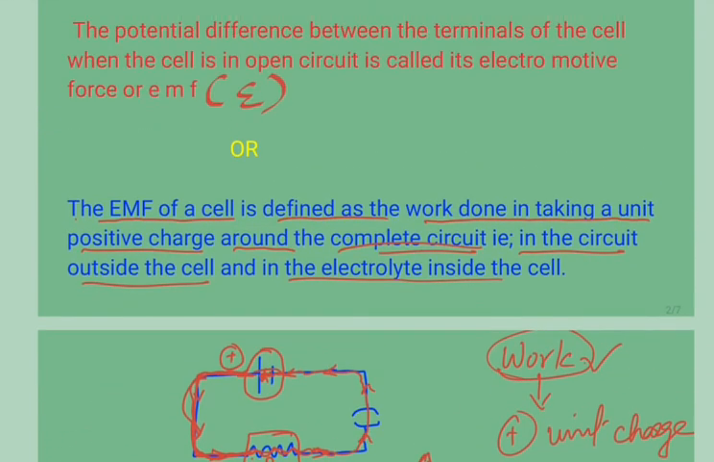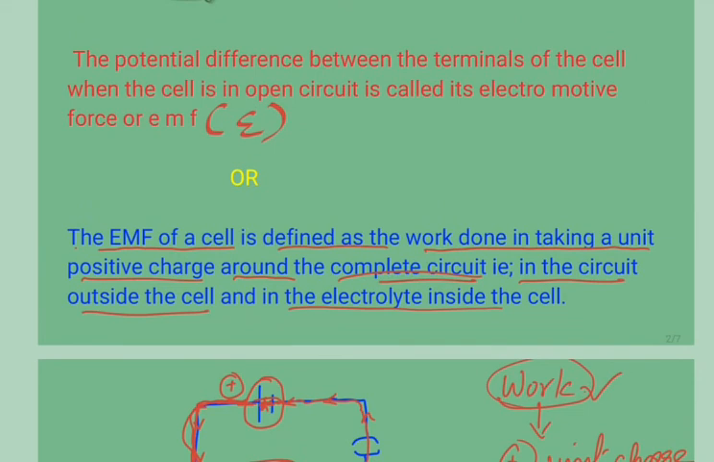So we will define EMF of the cell once more. The EMF of the cell can be defined in two ways. The first one is, it is defined as the potential difference between the terminals of the cell when the cell is in open circuit. That means if we are not using a cell, whatever potential is there in that cell, we name that to be the EMF of the cell.